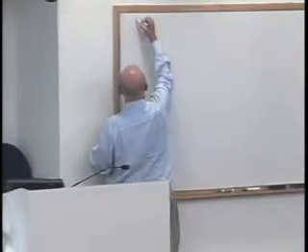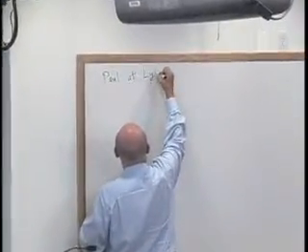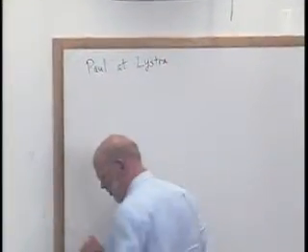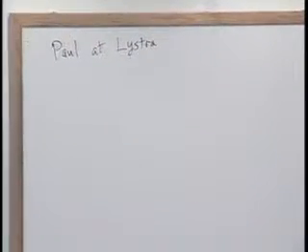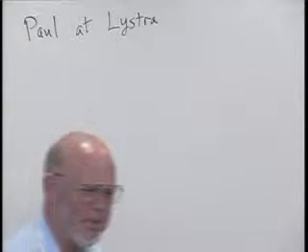So I want to start out now with topic number one on the outline. My biblical namesake, Paul at Lystra. And I should tell you, genesis of the Bayesian Bible.